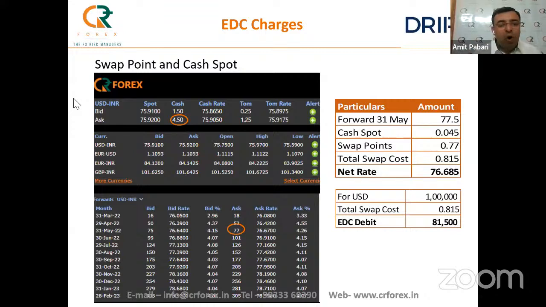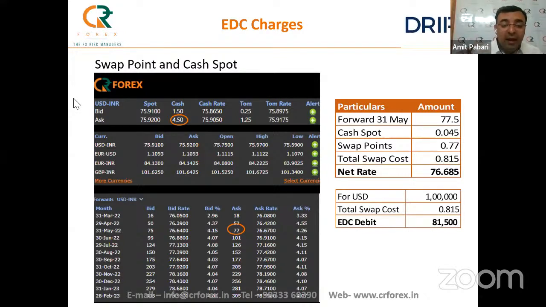Net rate what you would have got at 76.68, which is definitely better than the spot rate which was available yesterday. So you decided to take this forward utilization and close to 50-60 paisa you have made by using the forward. Now you have to check that बैंक ने 81,500 ही EDC चार्ज किया है कि नहीं.